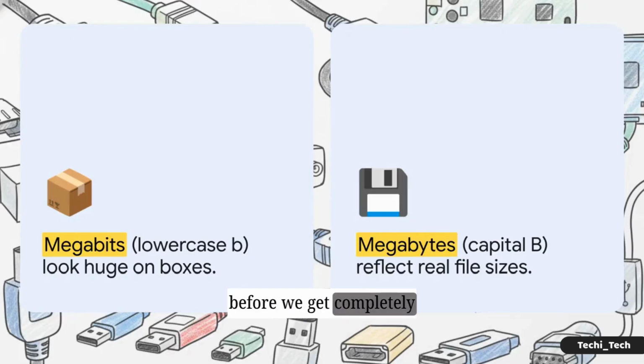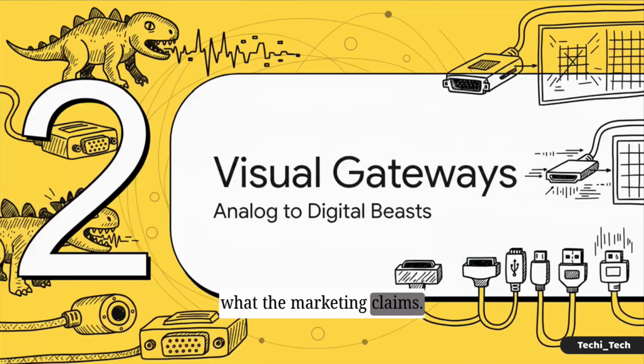Now, before we get completely swept away by those massive numbers, you need to remember this one crucial tech rule. 8 bits equal 1 byte. Advertisers love to sell you an illusion. They use megabits with a lowercase b because, well, the numbers look absolutely massive on the box. But your files are measured in megabytes with a capital B. So that 480 megabit connection is actually transferring around 60 megabytes per second in theory. This simple math is exactly why real-world file transfers always feel just a little bit slower than what the marketing claims. Moving deeper, we hit Section 2.